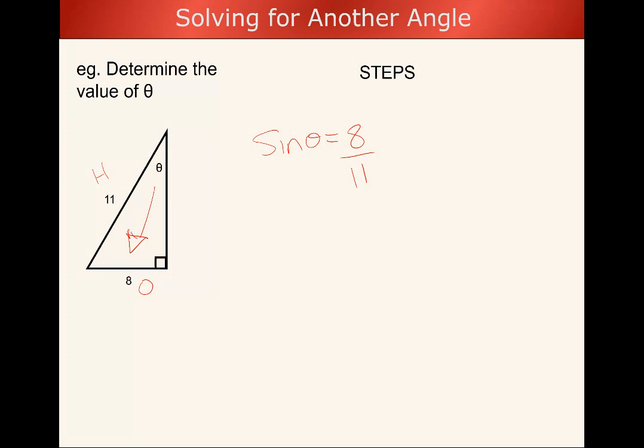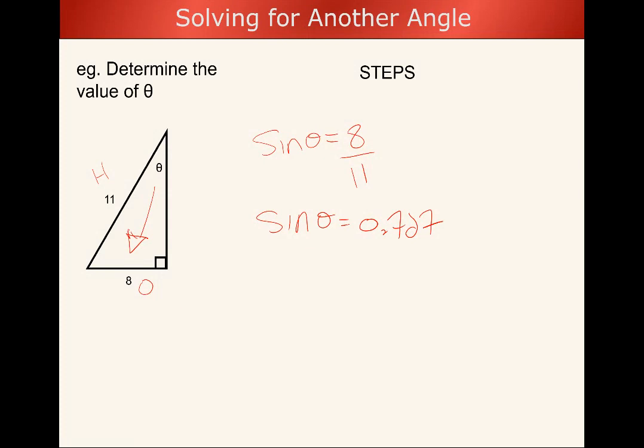So 8 divided by 11 is equal to 0.727. So sine theta is equal to 0.727. Had a little technical difficulty there with my calculator.